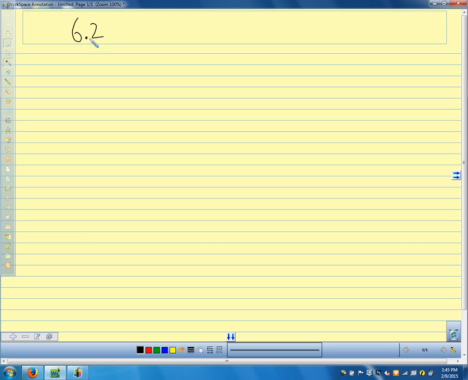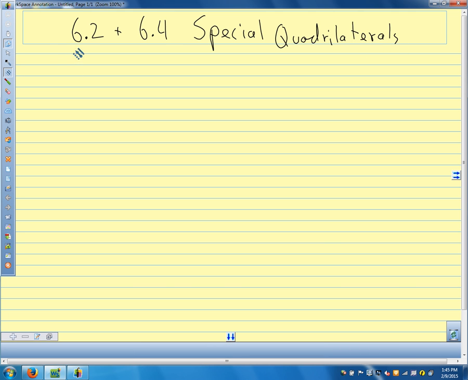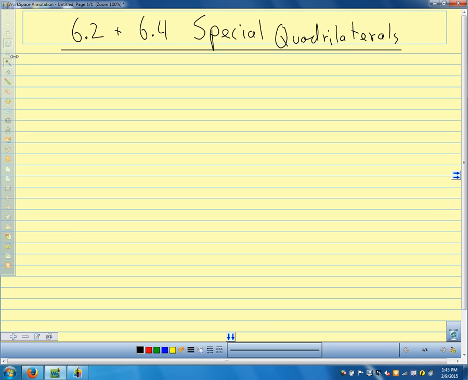So yes, the first part that we talk about, most of what we talk about today, will go in your graphic organizer. And we're combining 6.2 and 6.4. We're going to talk about special quadrilaterals. It's nice because we can fit the descriptions, the important information about the quadrilaterals, inside the little shape of the quadrilateral.